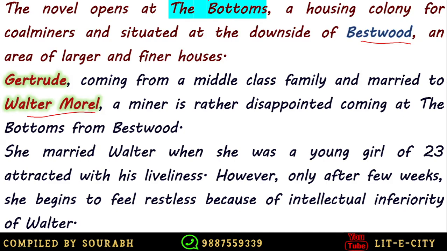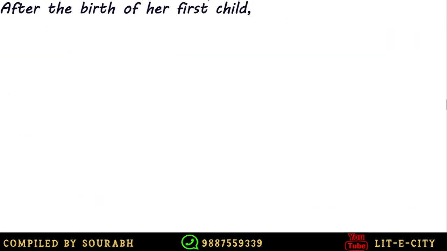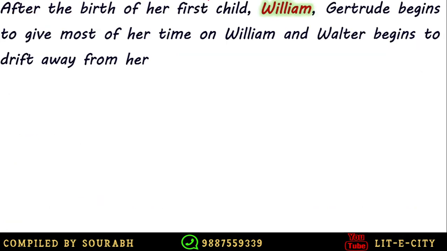She married Walter when she was just a young girl of 23, inexperienced, driven by passion, and attracted by his boisterousness and liveliness. However, after only a few weeks, she begins to feel restless because of Walter's intellectual inferiority. After the birth of her first child, William, Gertrude gives most of her time to William, and Walter begins to drift away from her.